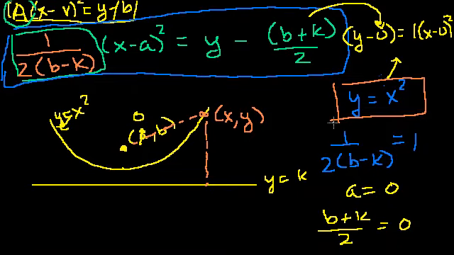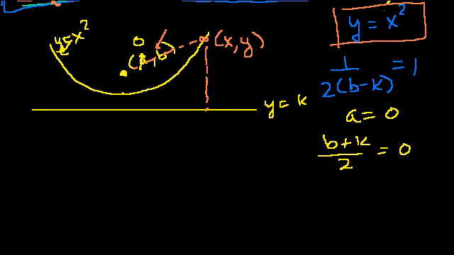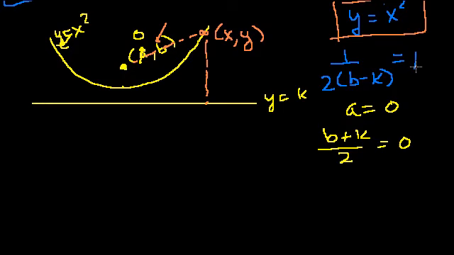The way we did that is we pattern matched this formula to this one to set up these variables, which essentially define a focus and a directrix. b is the y coordinate of the focus, and k defines the horizontal line of the directrix. So if we can solve for b and k, we know what the focus and the directrix are. And a is pretty easy. So let's do that. If we know that 1 over 2b minus k is equal to 1, let me do that over here.